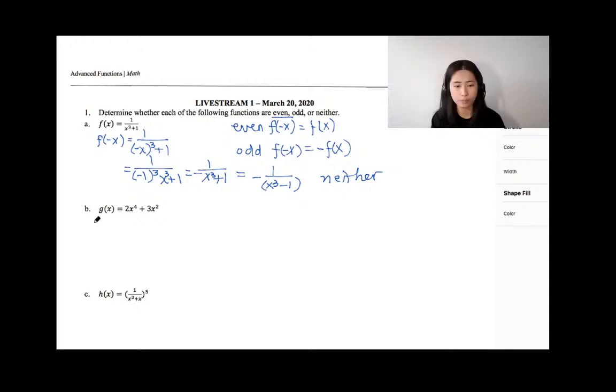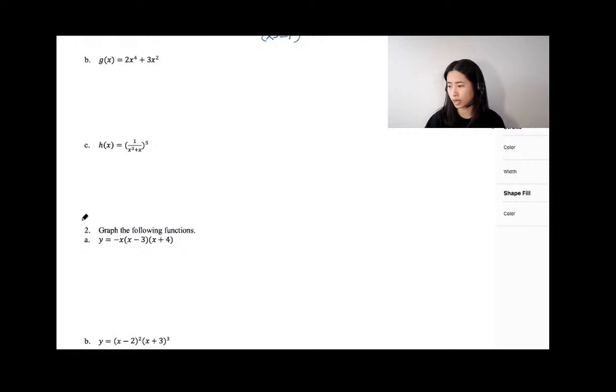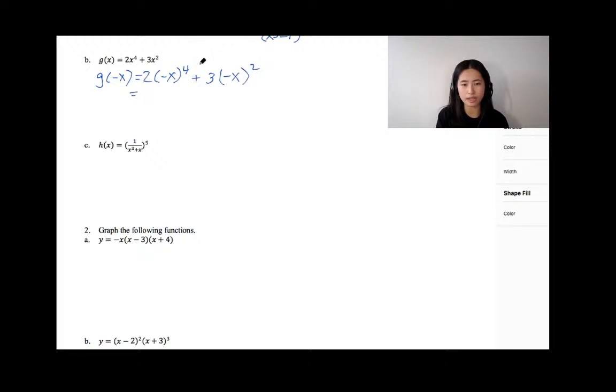Moving on to part B. We have 2x raised to the power of 4 plus 3x squared. So when you plug in negative x, same thing: negative x raised to the power of 4 plus 3 times negative x squared, you're going to see that you have even exponents. So what's the rule when your coefficient is negative, or any number really, when you raise it to an even exponent? It's always going to be positive.